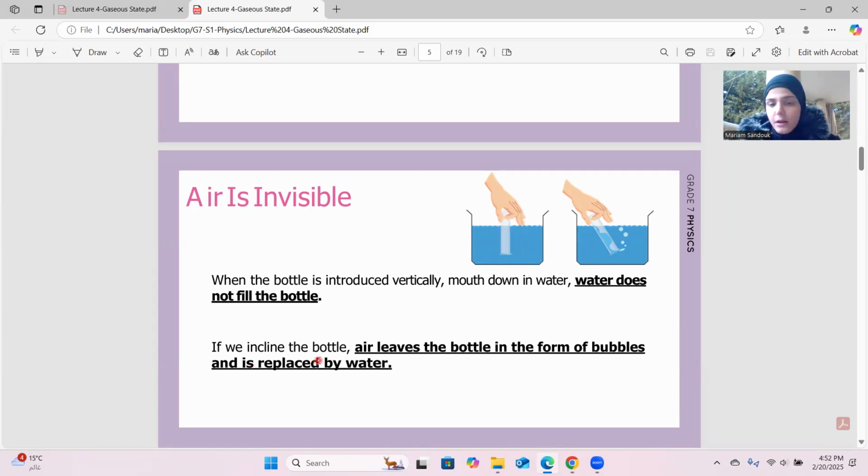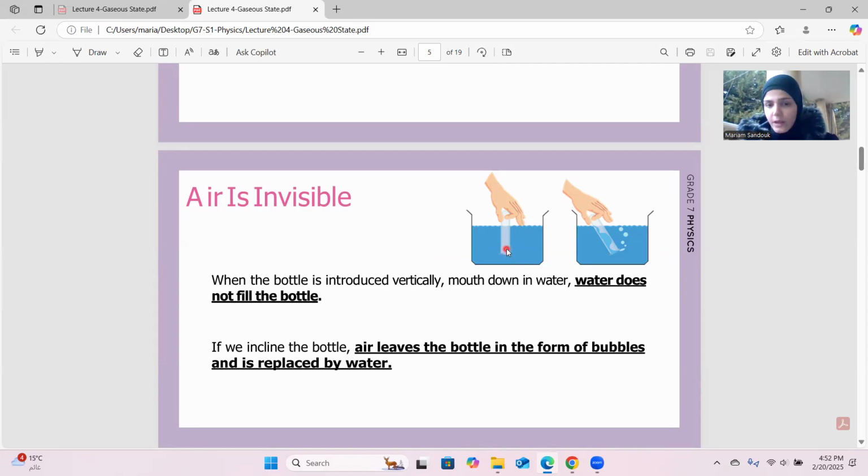However, if we incline the bottle in this second beaker, air leaves the bottle in the form of bubbles. So air is found, but it's invisible. We cannot see it and is replaced by water. So first, we hold the beaker vertically. When we hold the beaker vertically, we do not see anything. It's not filled with water. The beaker is not filled with water.